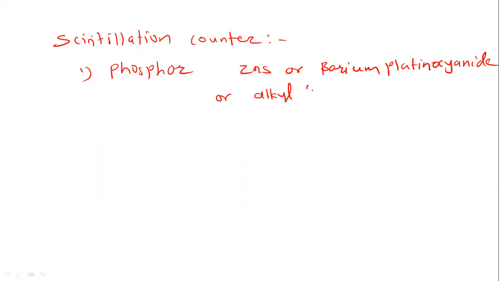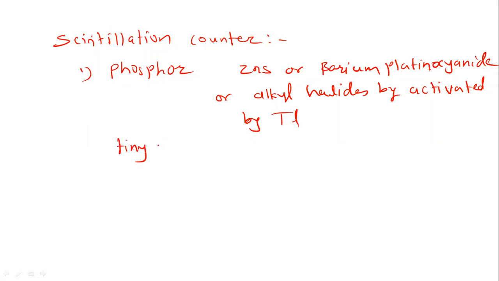or alkyl halides activated by thallium. This material is also used. So with the help of the phosphor, the scintillations can be produced. Scintillation means a teeny flash of light. So this is the first part we require in the scintillation counter.